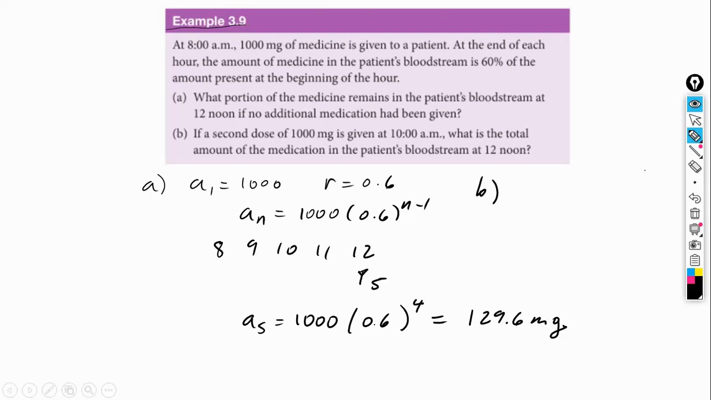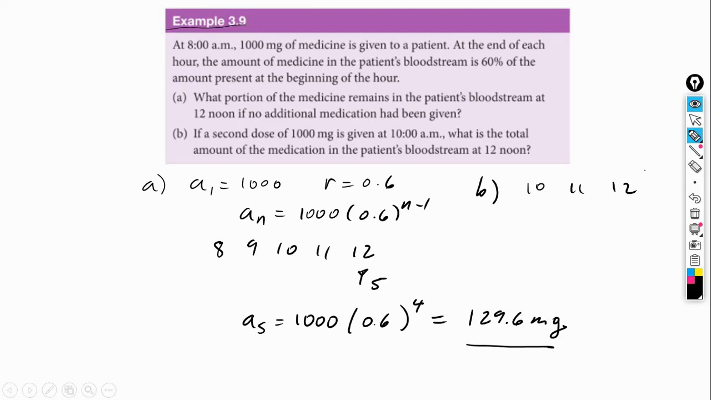For part B, it says, if a second dose of 1,000 milligrams is given at 10 a.m., what is the total amount of medication in the patient's bloodstream at 12 noon? So we know that at 12 noon, he's going to have this left after his first dose. But then if he's given another dose at 10 a.m. of 1,000 milligrams, and we know that 10, 11, 12. So this would be the third term of that sequence.